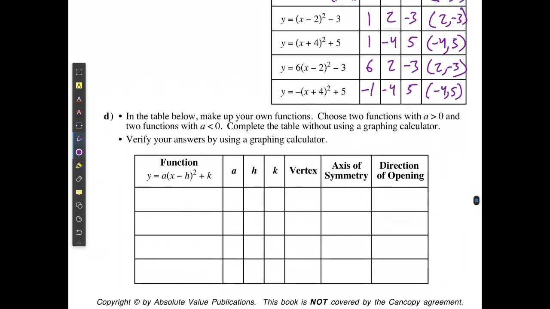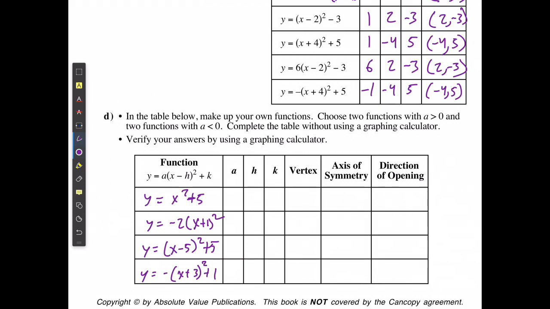If I'm to make up a few of my own for these, then I can just play around with the different values. So in this case, I'll say, okay, well, what if I had y is equal to x squared plus 5, where I just add a k value, but I don't change a and I don't add an h value. Or y is equal to negative 2 times x plus 1 squared, y is equal to x minus 5 squared plus 5, or y is equal to negative bracket x plus 3 squared plus 1.